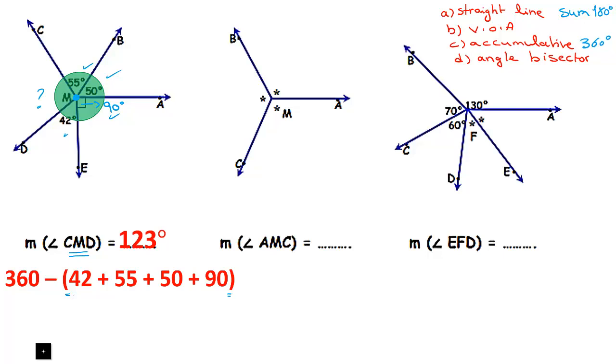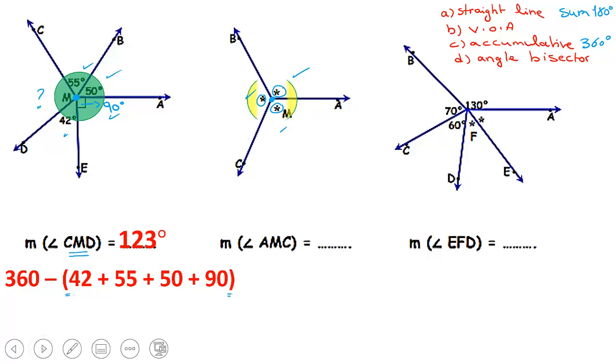We are going to ask ourselves how many angles are formed. We have here 3 angles formed. Are those 3 angles on the same straight line? No. Are they resulting from the intersection of 2 lines forming VOA, or vertically opposite angles? No. Are the 3 angles around one point? Yes, they are all around point M.